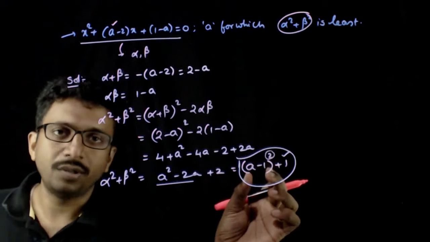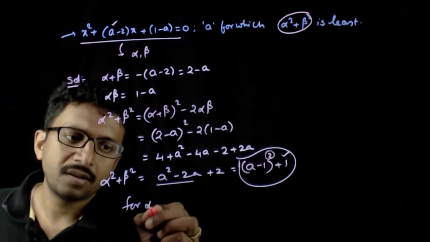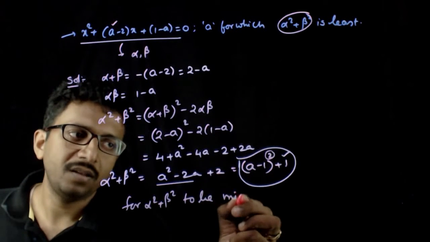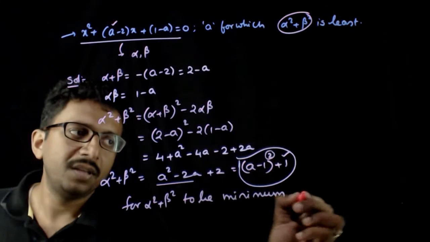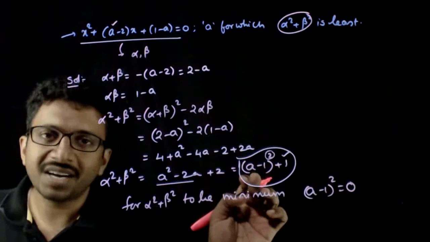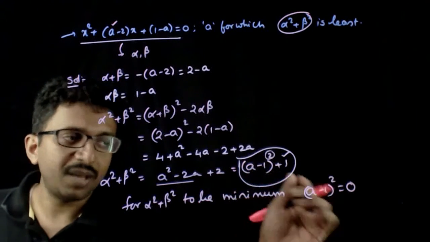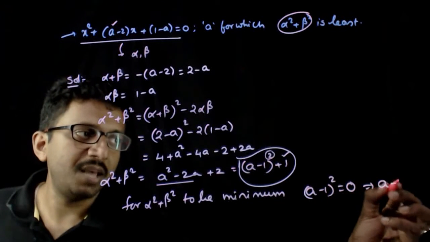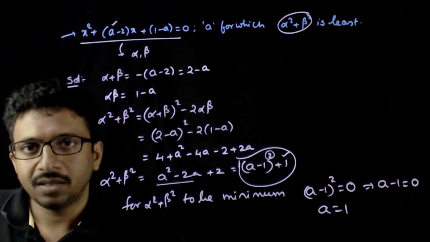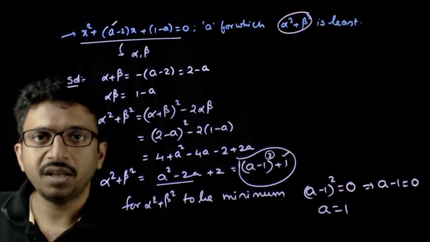So for alpha square plus beta square to be minimum, (a minus 1) whole square has to be equal to 0, because it is always greater than or equal to 0. So for this to be minimum, (a minus 1) whole square is equal to 0, that means a minus 1 is equal to 0, that means a is equal to 1. So when a is equal to 1, alpha square plus beta square will be minimum.